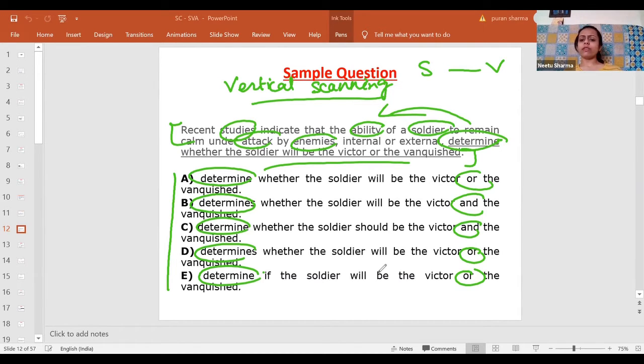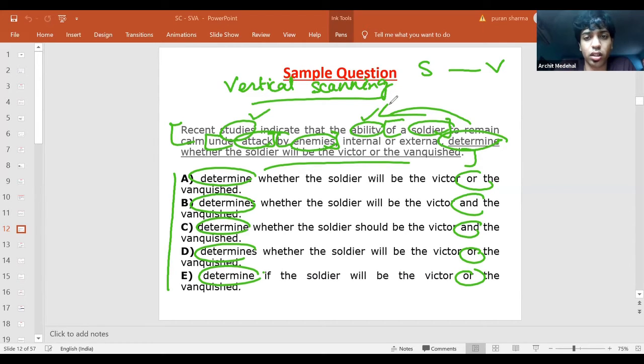But can you eliminate a few possible ideas that are misleading you in terms of a subject? Attack, enemies, soldier. "Under attack" is a prepositional phrase. "By enemies" is a prepositional phrase. "Of a soldier" is a prepositional phrase again. Now we are left with two: studies or ability.